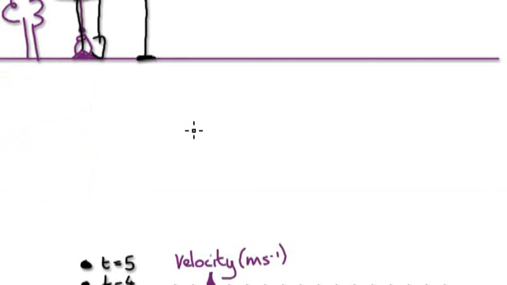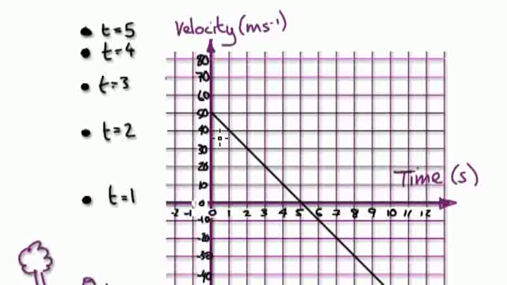Now, my question for this video is, how do you calculate the maximum height? All that you're given is that we're on Earth, and it's being fired out at 50 meters per second. So in order to find out the maximum height, draw your velocity time graph.